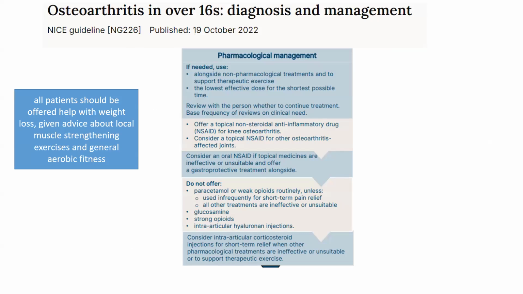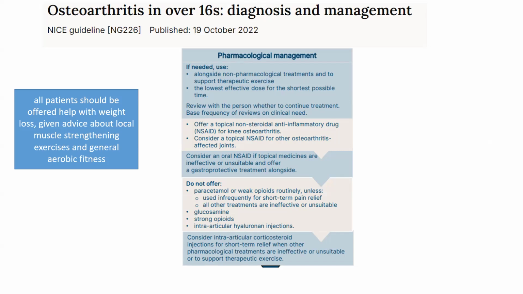Then consider an oral NSAID if topical medicines are ineffective, so that would be the second step, or unsuitable, and offer a gastroprotective treatment alongside. So in that case, we will need to give the patient a PPI if you're going to offer the patient an oral NSAID. Do not offer paracetamol or weak opioids routinely unless used infrequently for short-term pain relief. If all other treatments are found to be ineffective or unsuitable, then in that case, we can use these on and off.